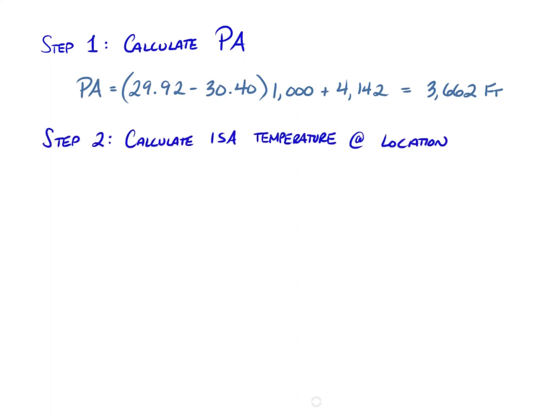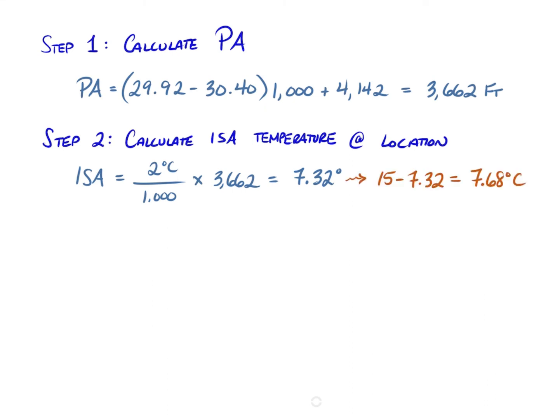The next step is going to be to account for temperature. A bit simpler, I'm going to take that ratio, 2 degrees Celsius per 1,000 feet, and multiply it by the pressure altitude that I just got. So we figure out by what factor my temperature can be expected to change. So we're going to subtract that from the standard to get our ISA temperature at that location.